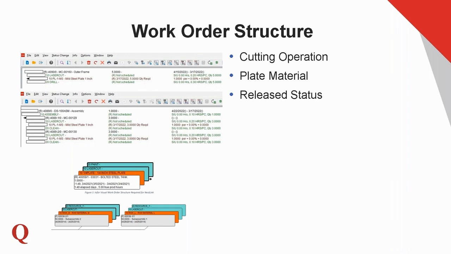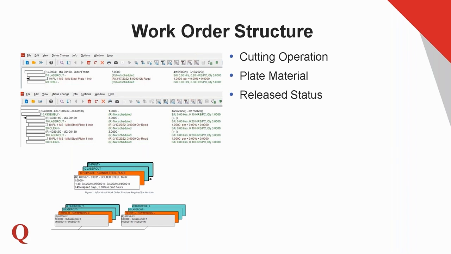Now you'll notice that I have two jobs here. I have job 4090 and 4089. 4090 is a very simple job. We can see our finished good that has a laser cut operation with our plate material that's specified. And then 4089 is a bit more complicated, so it's a bit more in depth.